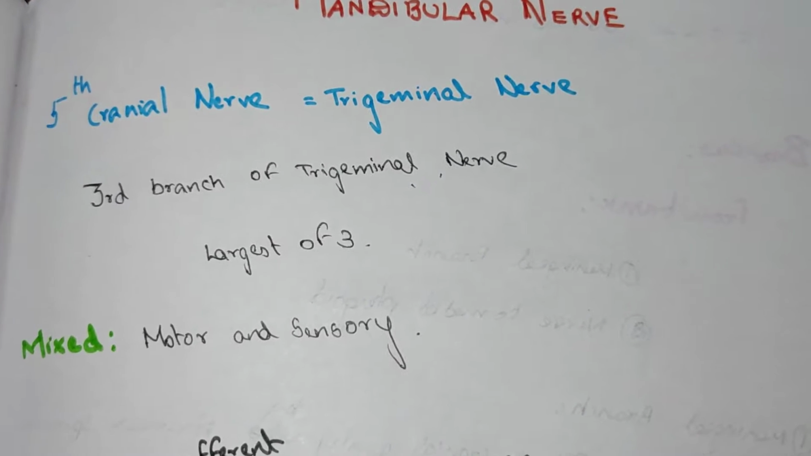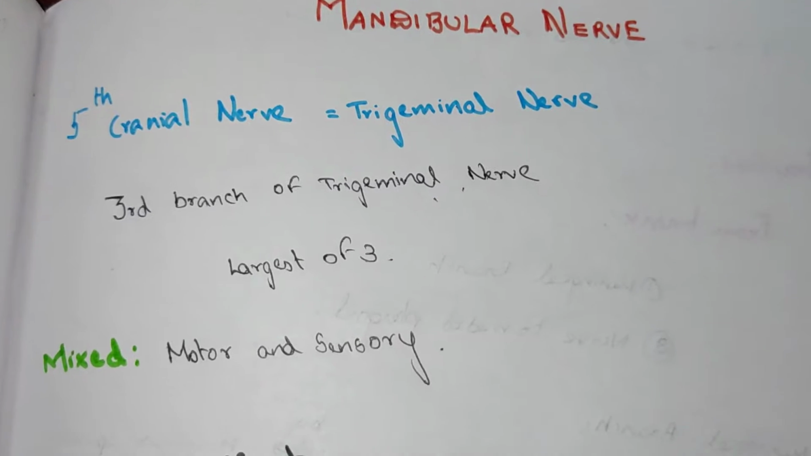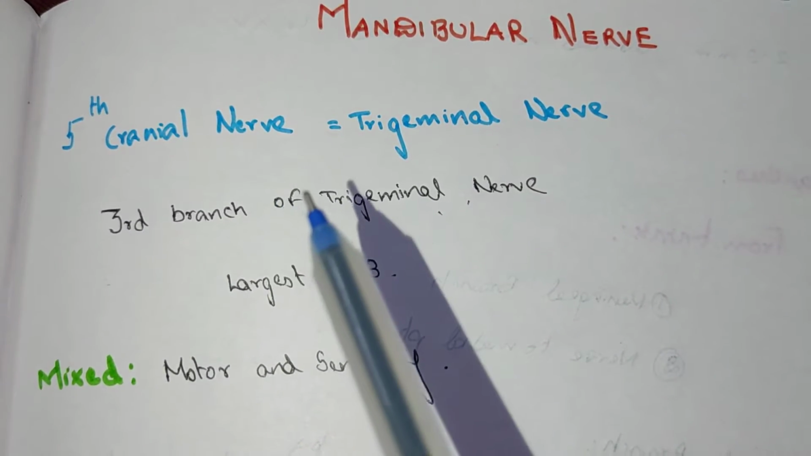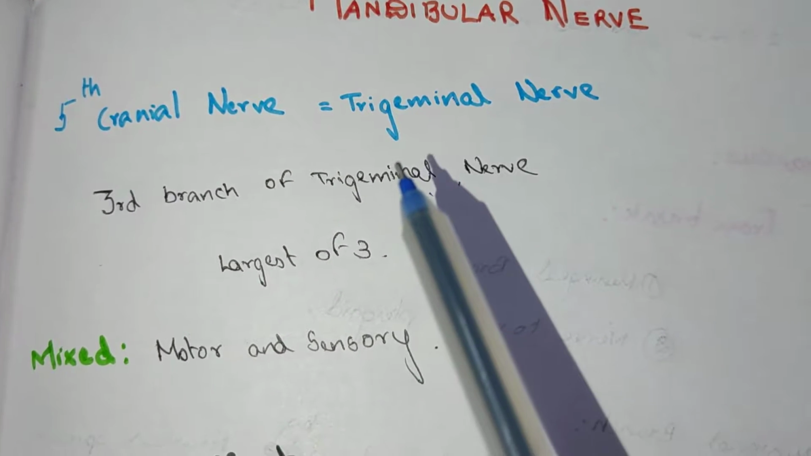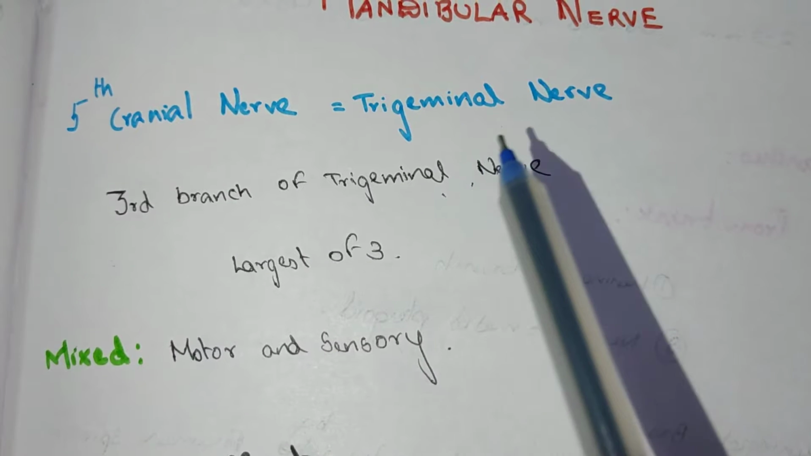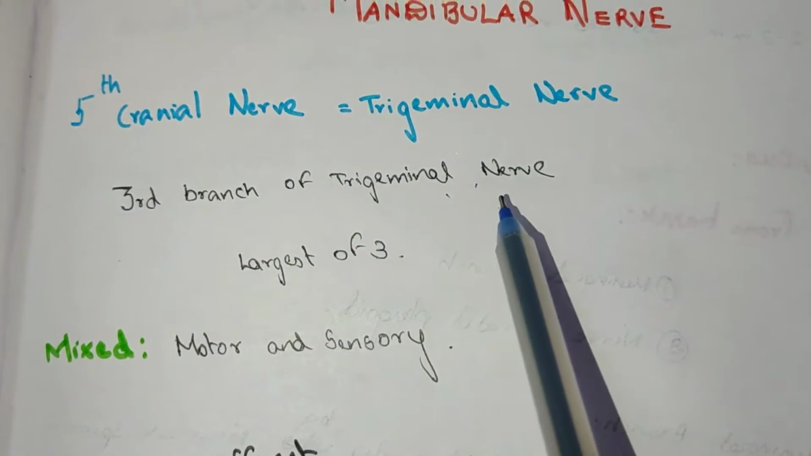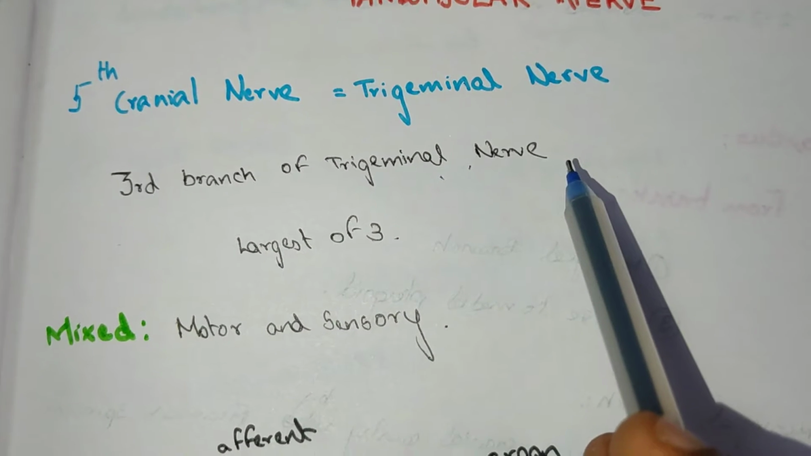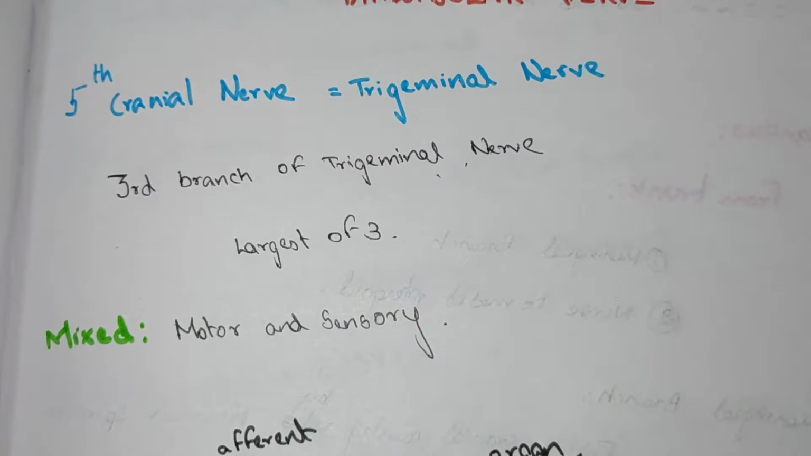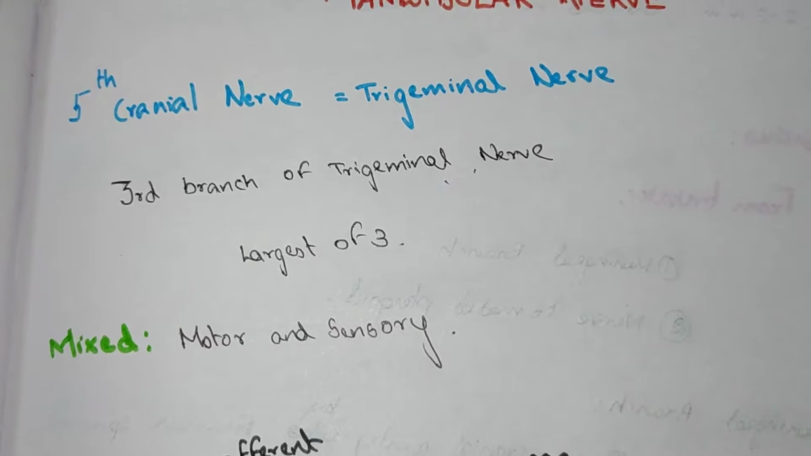In this video, we are going to see about an important topic, which is the mandibular nerve, which is always asked in the university examination. It is a branch of the fifth cranial nerve, which is the trigeminal nerve. The third branch of the trigeminal nerve is known as the mandibular nerve, which is the largest of the three. The trigeminal nerve is generally divided into three branches: the first is the ophthalmic, the second is the maxillary, and the third is the mandibular.